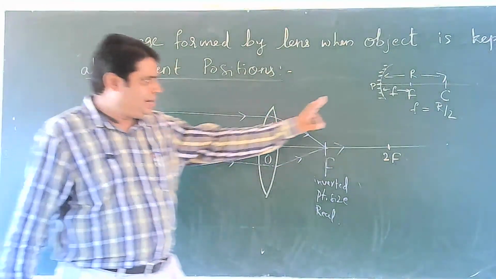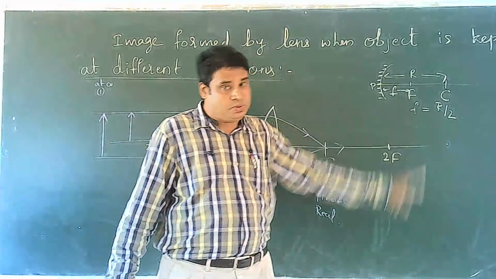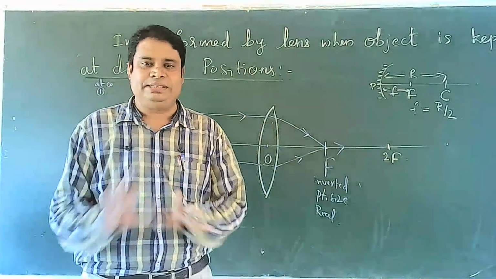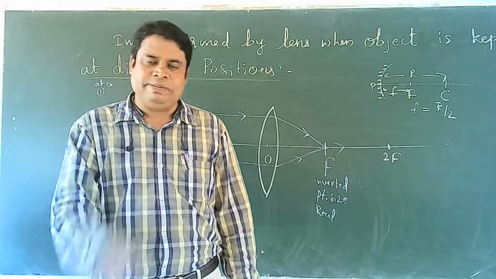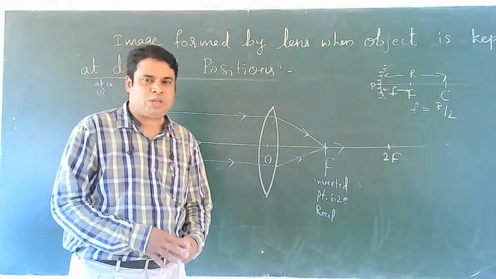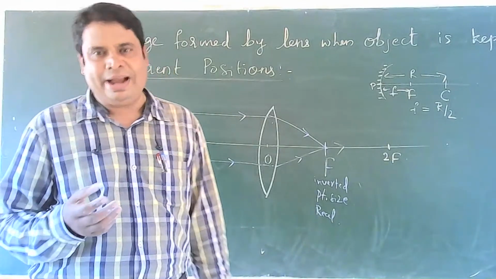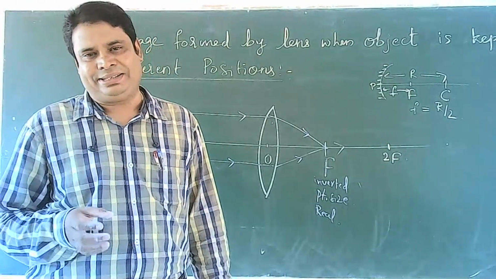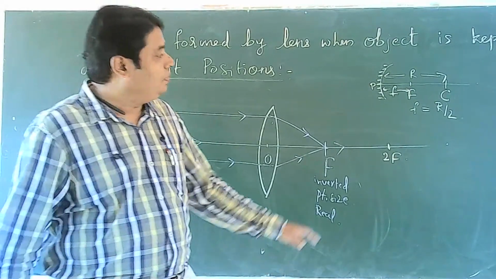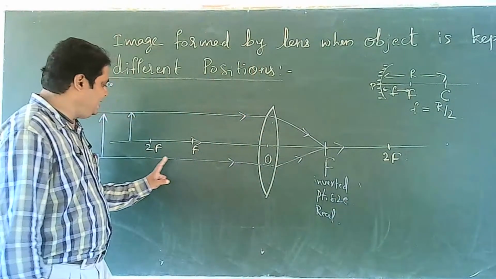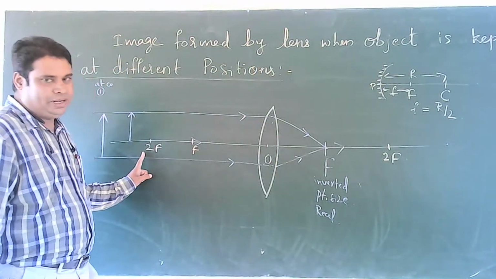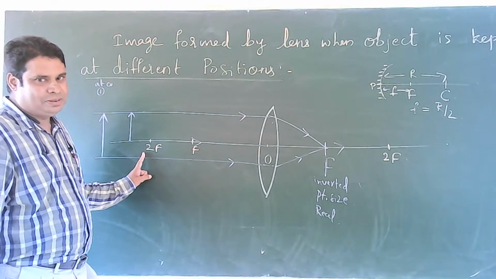Whereas this relation may not hold good exactly for lenses. By the lens maker's formula, we know focal length depends on both the radii and the refractive index of the material used. So, strictly we cannot use C here. What is a better thing? Just 2 times F will be 2F.